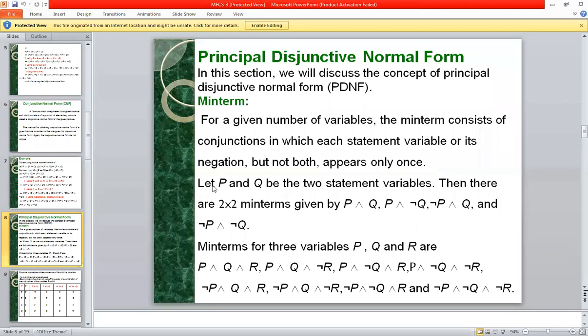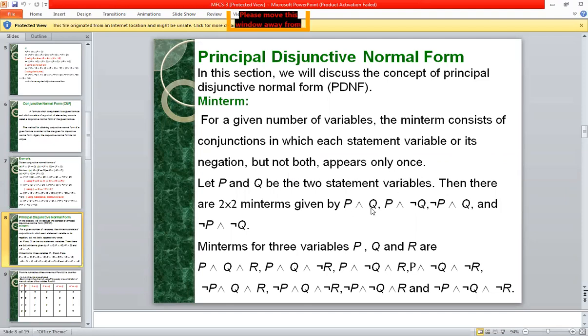So consider the example. Let P and Q be the two statement variables. Then there are 2 squared min terms. If we have two variables P and Q, the possibilities of min terms are 2 squared. What are they? P and Q. In that product we have either P or its negation, not both. For a given number of variables, the min term consists of conjunctions in which each statement variable or its negation, but not both, appears only once in a product.